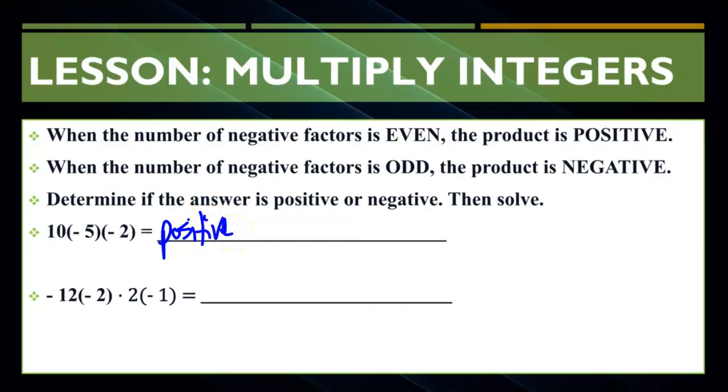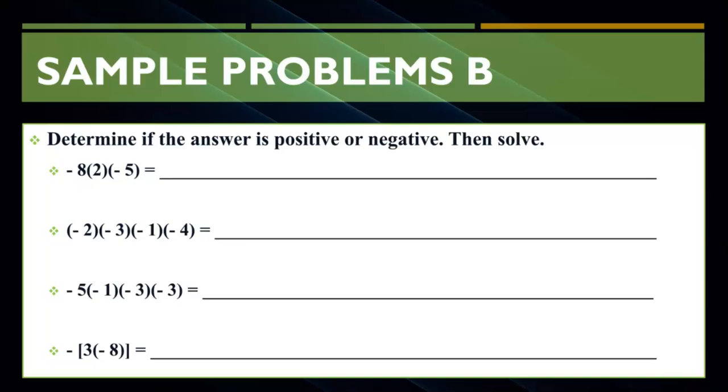-5 times -2 is 10. 10 times 10 is 100. This next one, I have 1, 2, 3 negatives, so my answer is going to be negative. And I have 24 times -2, which is -48. Next, the first one, I have 2 negatives, so that means my answer is positive. And I have 2 times -5, which is 10. 10 times 8 is 80.